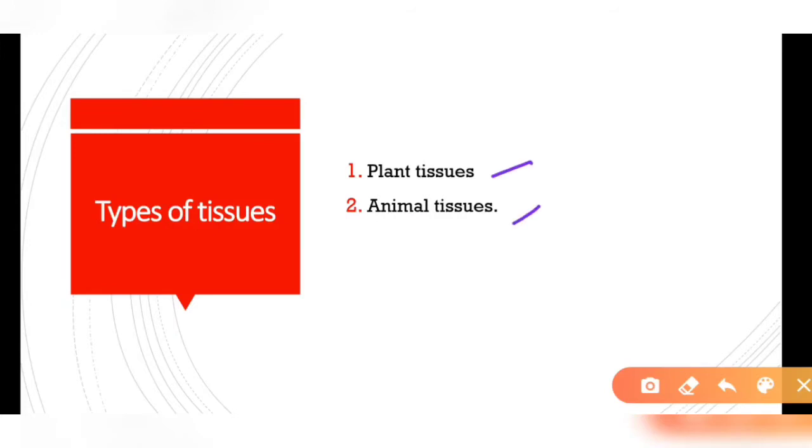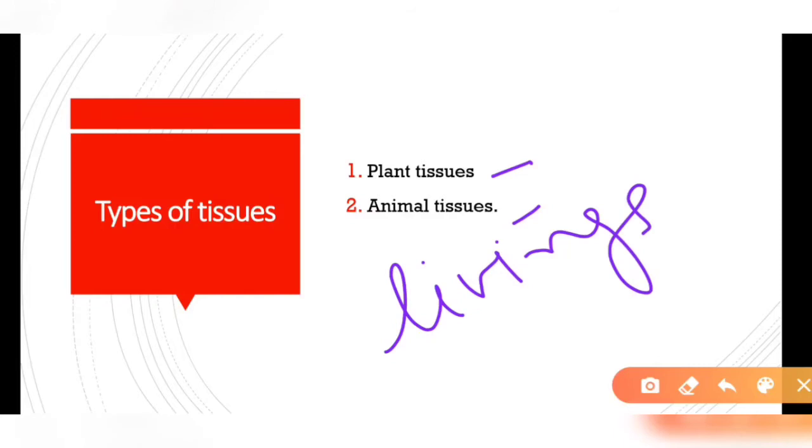But why is there a need to differentiate them into two categories? As we know, plants are living organisms and animals are living organisms, so they must have something common, right? The cells. But they have different kinds of functions and their characteristics are completely different, so that's why we need different kinds of tissues.